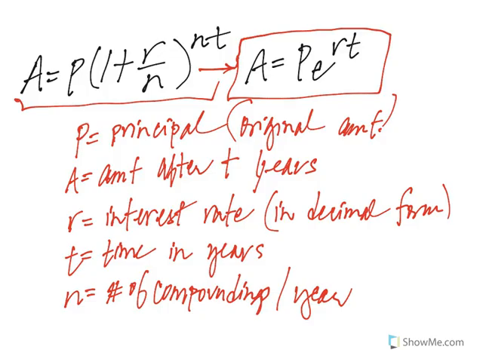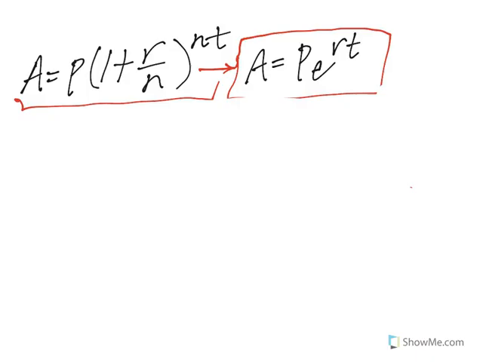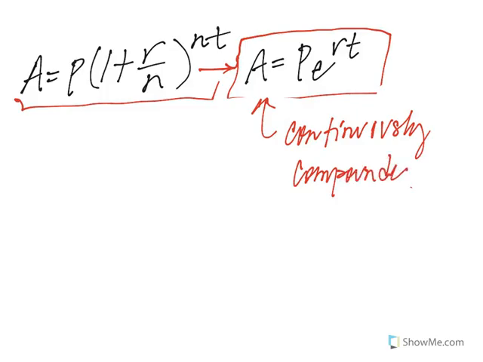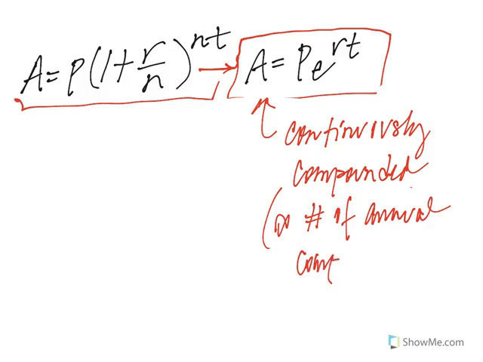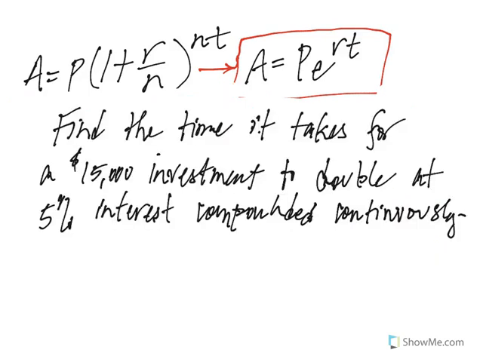Now, I should talk about a PERT because a PERT is used to calculate interest when it is continuously compounded, which essentially means an infinite number of annual compoundings. And that will be stated in the problem, compounded continuously. So let's go ahead and work a problem. We'll show you how this works. It's very similar. In fact, it's exactly the same as exponential growth. Might look something like this.